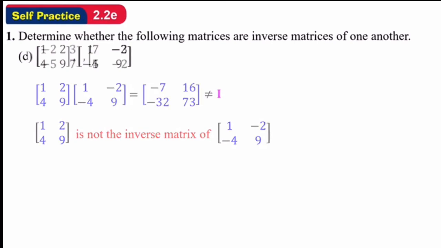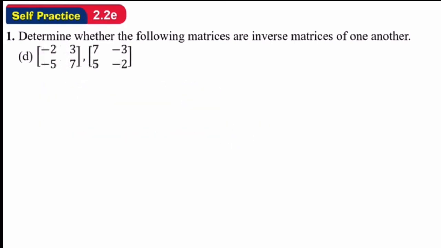Okay, so let's try D: [-2, 3; -5, 7] and [7, -3; 5, -2]. Are they inverse matrices of one another? So let's try it out. Let's take negative 2 times 7 plus 3 times 5. It seems it's 1. Right, it is the identity matrix.